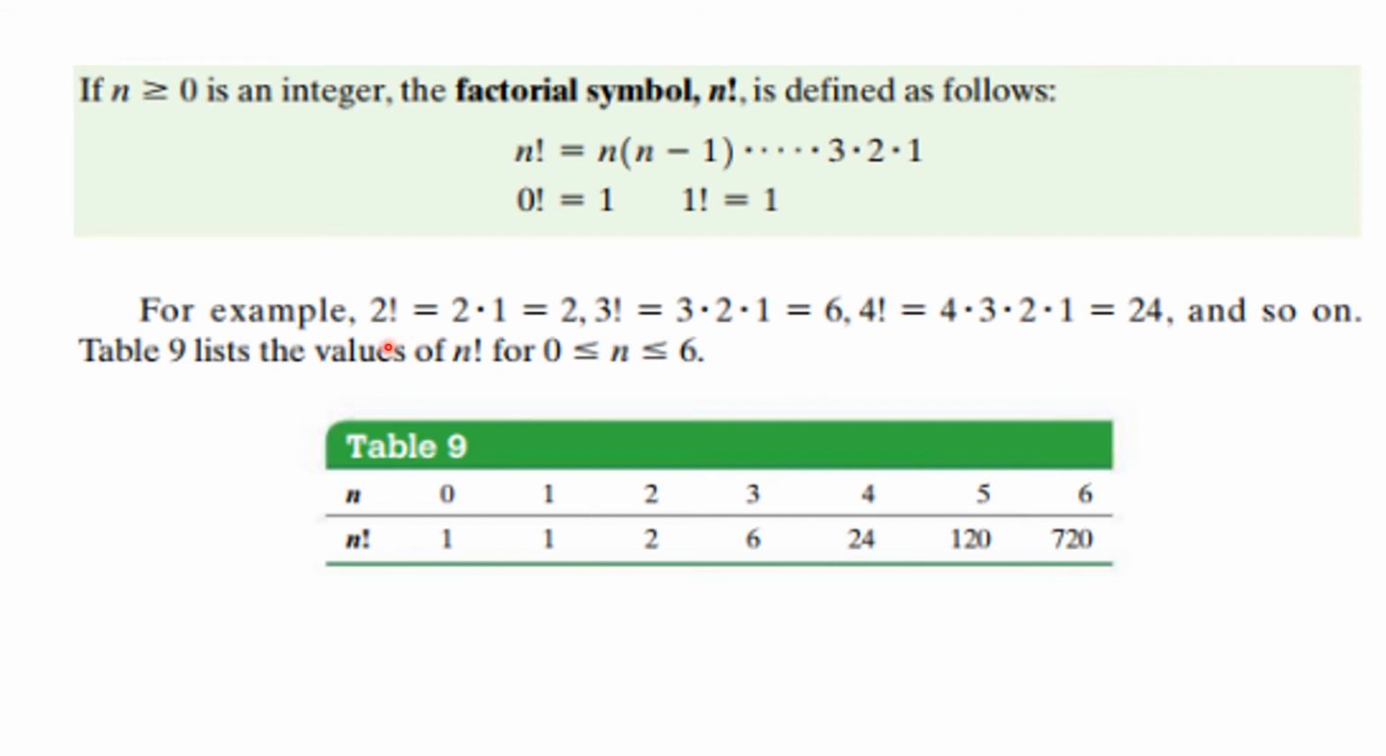So, for example, 2 factorial is 2 times 1, which is 2. 3 factorial is 3 times 2 times 1, which is 6. 4 factorial is 4 times 3 times 2 times 1, which is 24, and so on. This table lists the values of n factorial for n between 0 and 6. Notice that factorials grow very fast. We showed you a video where you saw that exponential growth really trumps linear growth. Factorial growth way trumps even exponential growth.